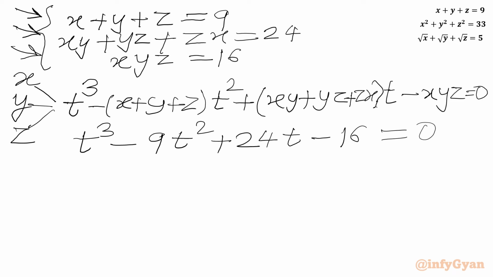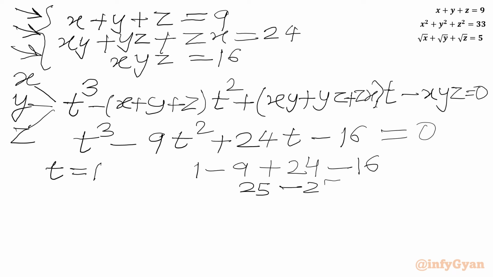Now we have to solve this cubic equation, and if I will add all the coefficients of the equation, means we are plugging t equal to 1. So we'll be getting 1 minus 9 plus 24 minus 16. Minus 9 minus 16 is minus 25. 1 plus 24 is 25. So value is 0. That means t equal to 1 is our base solution.